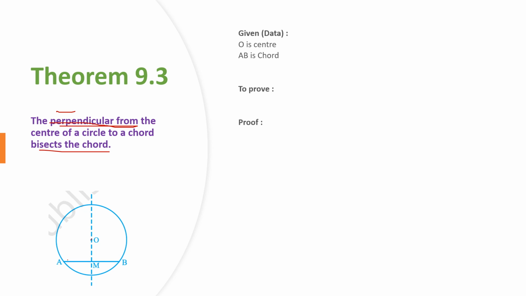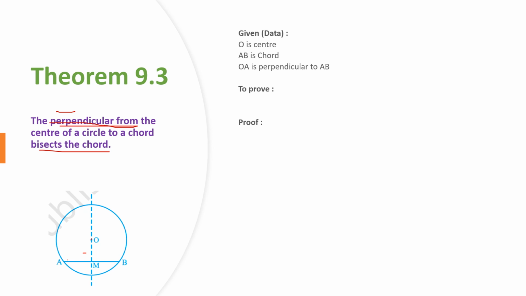is a chord. We know that when we join 2 points A and B, it becomes a chord. And OM is perpendicular to AB. It's given. You draw a perpendicular line from the center to AB. It means we know a perpendicular line means angle OMB is equal to 90 degrees and OMA is equal to 90 degrees.